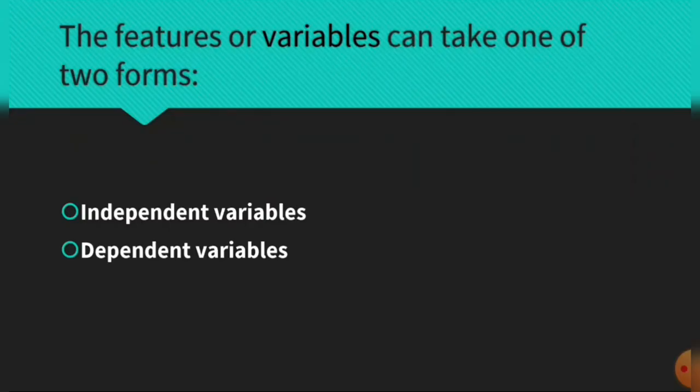The features or variables can take one of two forms. Number one is the independent variables and the second one is the dependent variables. So, kapag sinabi nating independent variables, it is also called inputs or predictors, and it doesn't depend on other features of interest, or at least you assume so for the purpose of the analysis. Kapag sinabi naman nating dependent variables, tinatawag din siyang outputs or responses. It depends on the independent variables.